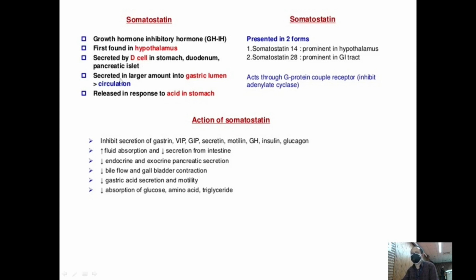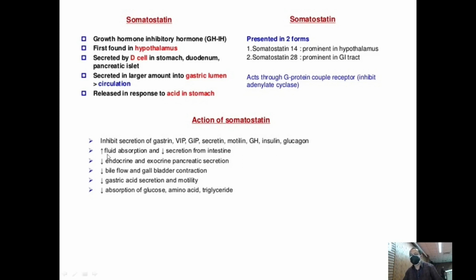It is secreted by D cells in the stomach, duodenum, and pancreas. So you also have these D cells in the islets of Langerhans. I think we have not done the endocrine pancreas, so you just note this, that you'll also find D cells in the islets of Langerhans in the pancreas. It secretes a large amount into the gastric lumen, and therefore finally into the circulation, and acts in an endocrine fashion. Somatostatin is released in response to acid in the stomach, but there is also a kind of feedback here. It will respond to the concentration of all these hormones and then be released, because its role is inhibitory, that is, to control the concentration of all these hormones.